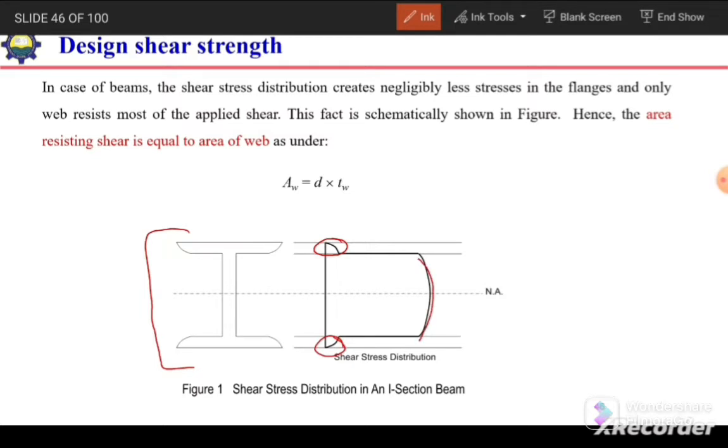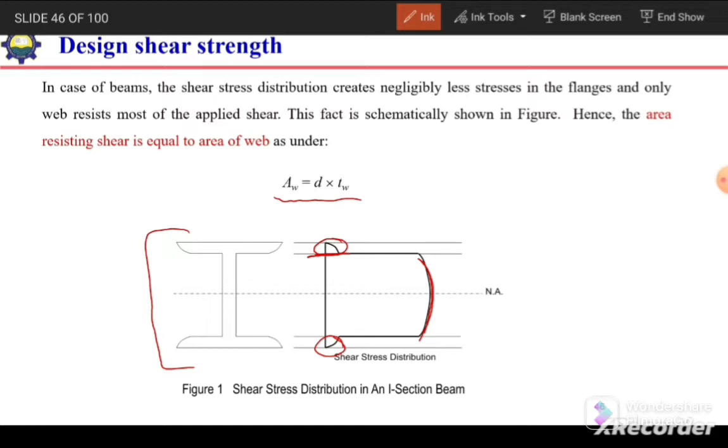So we can say that the flanges are ineffective to resist the applied shear, only the web is resisting the applied shear. So the area which is resisting the applied shear will be equal to the area of the web, and it is given by d times thickness of web.